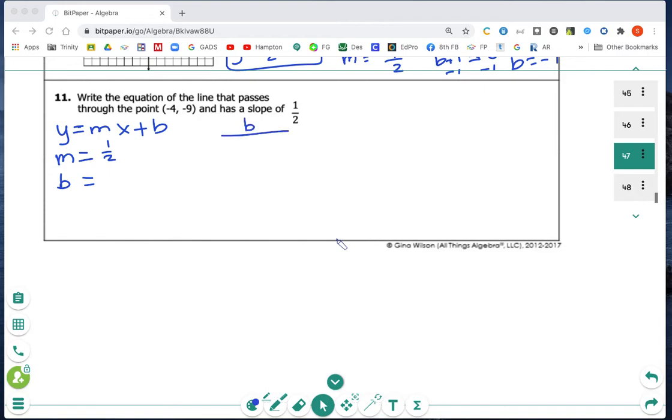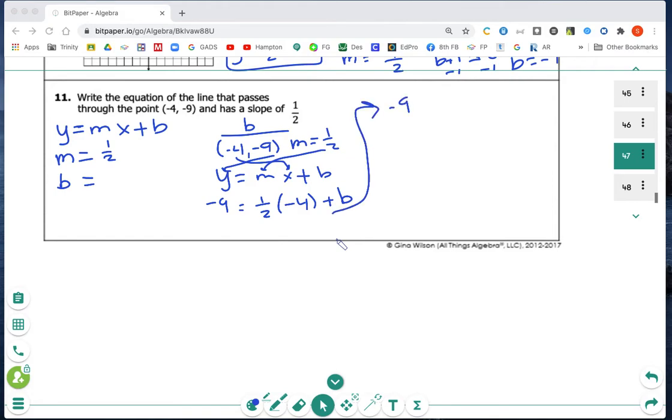So to find b, I'm going to use (-4, -9) and m equals 1/2. I'm going to do y equals mx plus b for my formula. -9 will go in for the y, 1/2 will go in for the m, -4 will go in for the x. -9 is equal to 1/2 times -4 plus b. -9 is equal to -2 plus b.